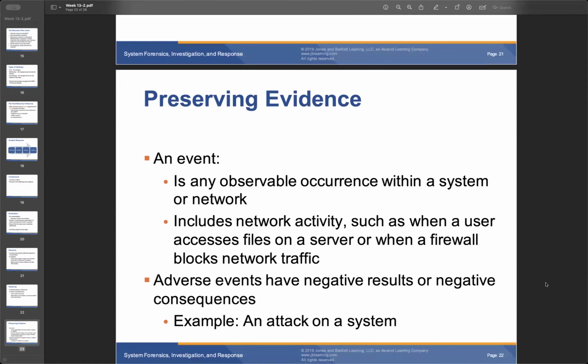And then we have preserving evidence. If an event happens, these events have some observable occurrence within a system or network. So can we see something? Can we observe something? Or including some network activity. That's why when we execute, we observe, we use Wireshark or something, or check the bandwidth to see if it slows down. So when a user accesses a file on the server, or when a file blocks the network traffic, and then maybe the bandwidth is affected, so we can see. Also, we try to assess the events that have a negative result or negative consequence like this, maybe an attack on the system, all this. So we try to preserve all this evidence. So it's a step.